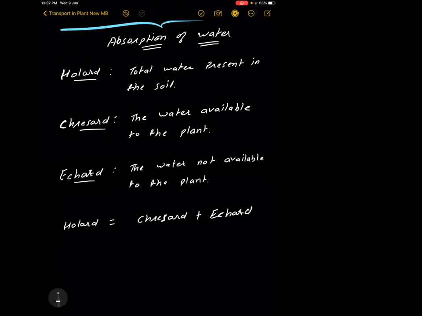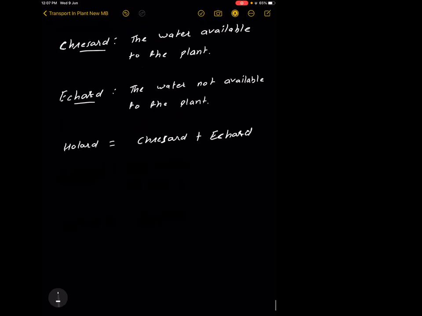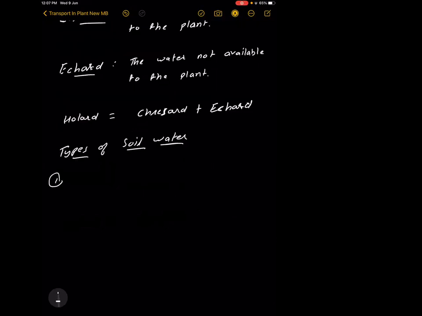Okay. Now different types of soil water. Water is present in the soil. So the main source of water is soil only, no? And the main source of soil water is rain or precipitation. So here are different categories of this water. Types of soil water. First, that is gravitational water.